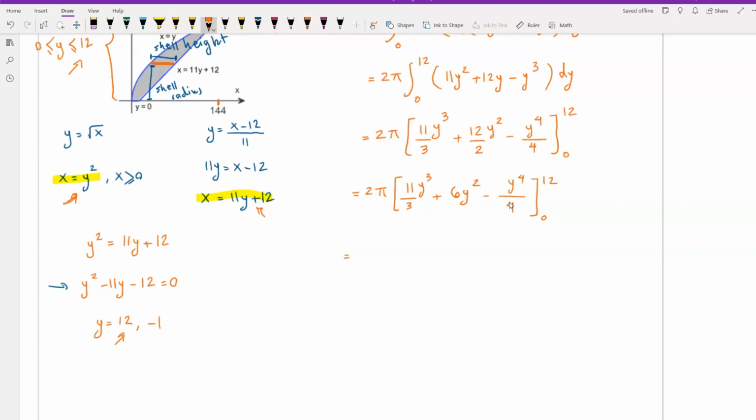Now using 12 for y, so this is 2 pi times 11, 12 cubed divided by 3 plus 6 times 12 squared minus 12 to the 4th power divided by 4. Then minus using 0 here, for that part we're going to have 0.